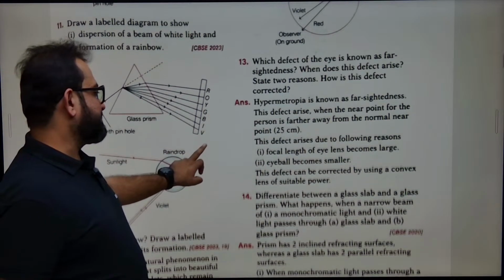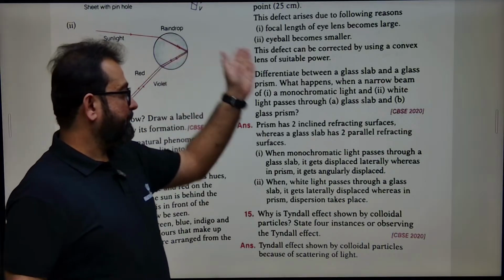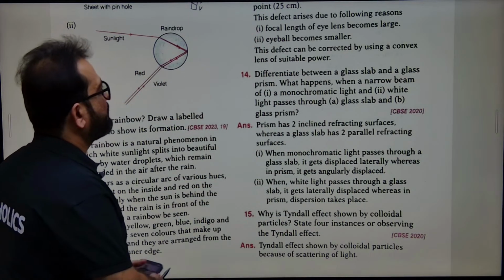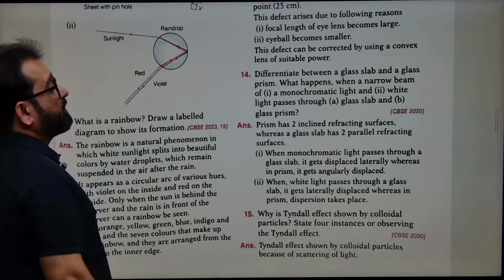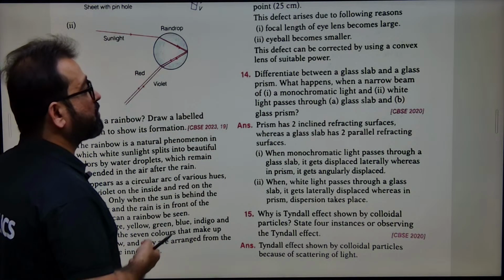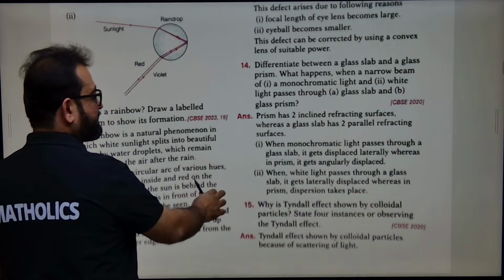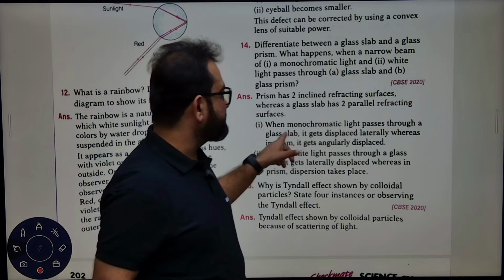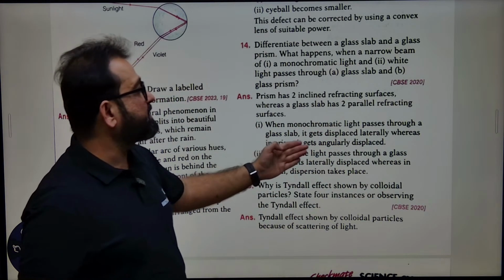Differentiate between a glass slab and a glass prism. A prism has two inclining surfaces, whereas a glass slab is like this, straight. And what happens when a narrow beam of monochromatic light and white light passes through a glass slab and glass prism? You must remember that when monochromatic light passes through a glass slab, it gets displaced laterally, whereas in a prism it gets angularly displaced.